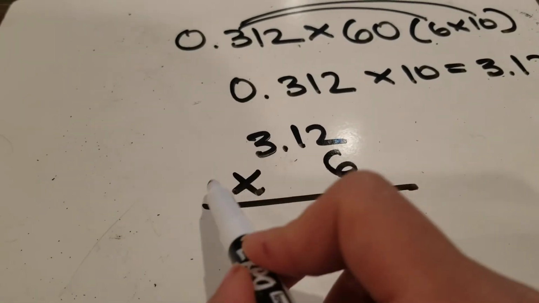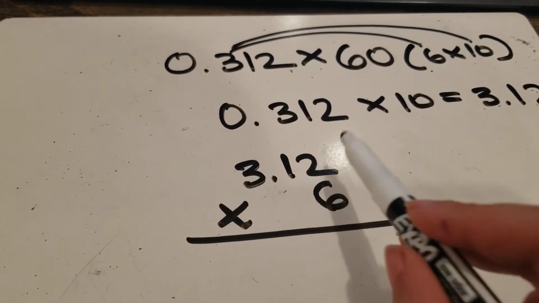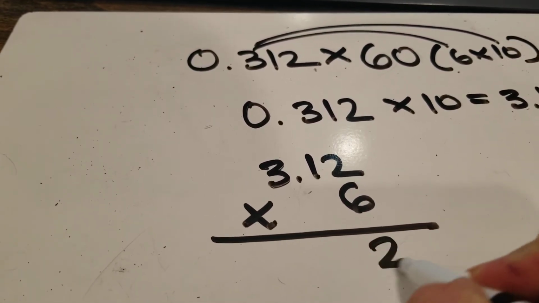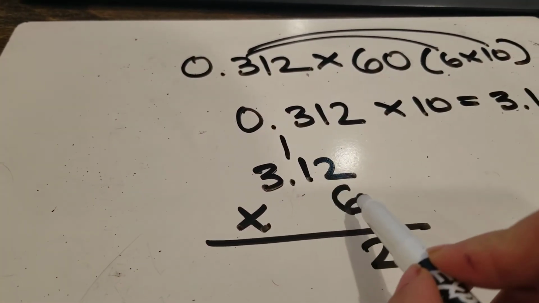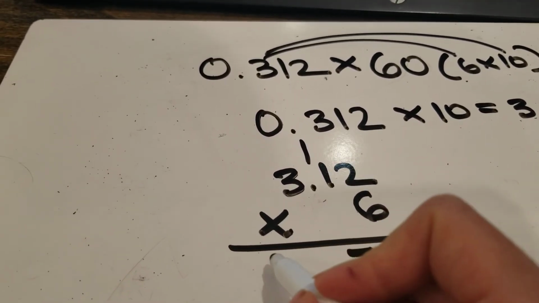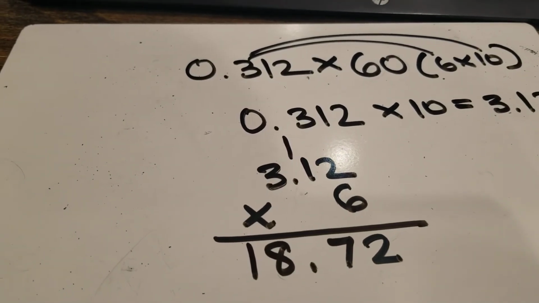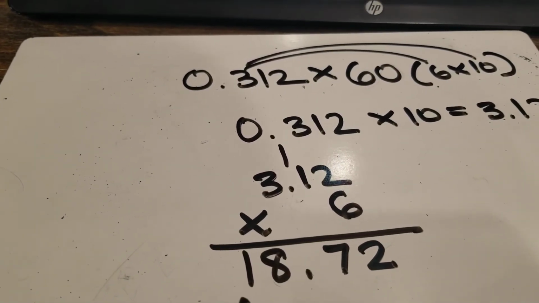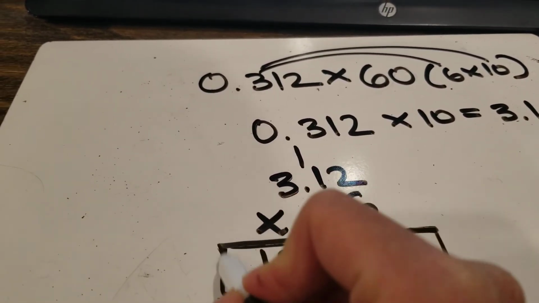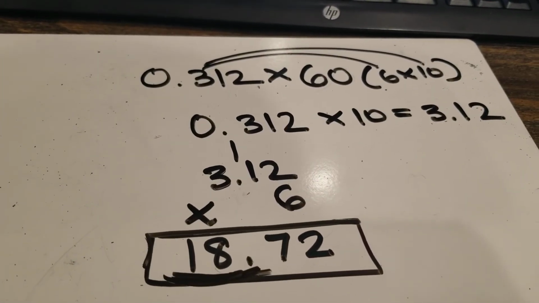Okay, now this is something we learned before the break also, how to multiply a decimal by a whole number, okay? So 2 times 6, 12, 1 times 6, 6, 7, 6 times 3, 18. Okay, I have checked this before, so I know that the answer is 18 and 72 hundredths, but like we talked about before the break, I know 3 times 6 makes 18, so I know my decimal's in the right place, okay?